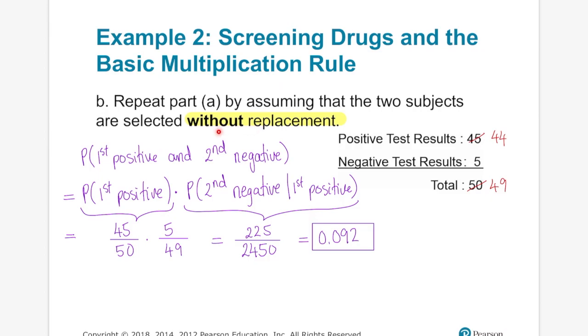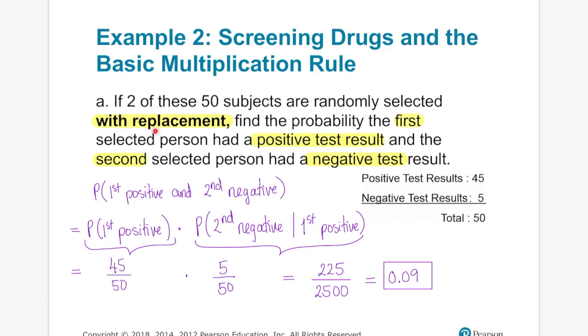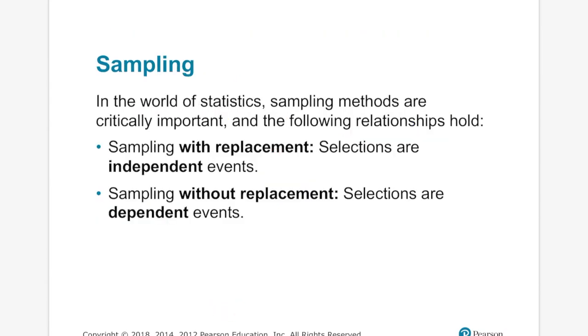which is 0.092. When you are selecting without replacement, the two events, first positive and second negative, are dependent because the first event affects the probability of the second event. When we are selecting with replacement, these two events are independent because the first person testing positive does not affect the probability of the second one. Sampling with replacement, selections are independent. Sampling without replacement, selections are dependent.